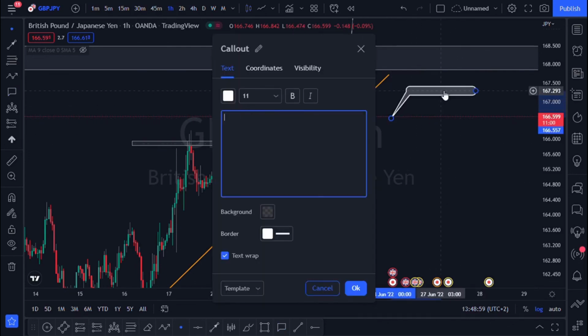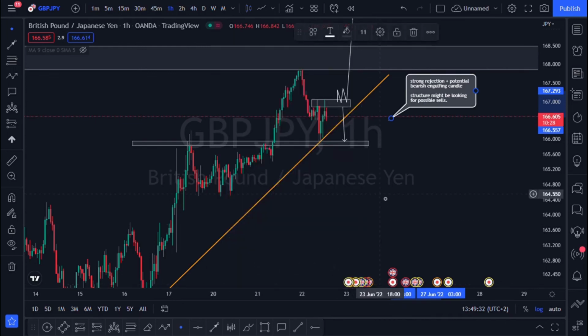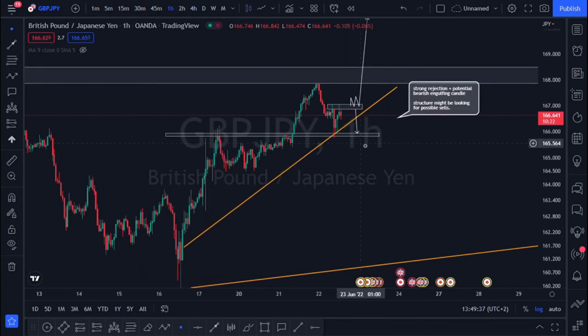See, I have a strong rejection, and I'm gonna say plus I have a potential bearish engulfing candle, which tells me that structure might be looking for possible sells. So once I have structure giving me these type of indications, then I know what I need to do. All I need to do is wait for structure to give me my ideal move.